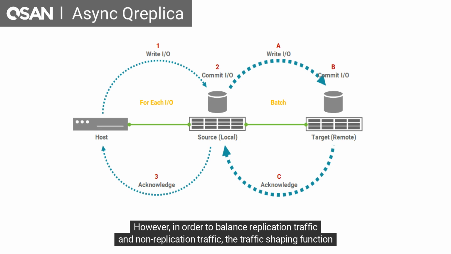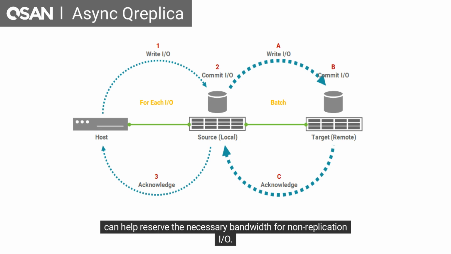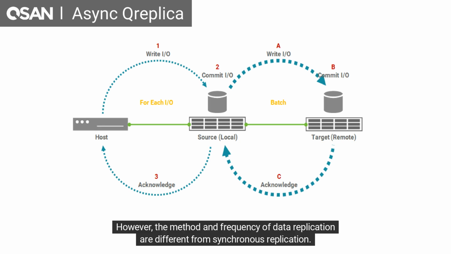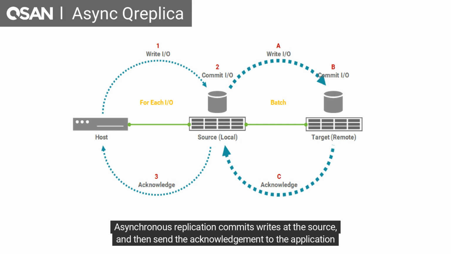However, in order to balance replication traffic and non-replication traffic, the traffic shaping function can help reserve the necessary bandwidth for non-replication I/O. Asynchronous replication can achieve the same data protection goals. However, the method and frequency of data replication are different from synchronous replication. Asynchronous replication commits writes at the source and then sends the acknowledgement to the application on the host.